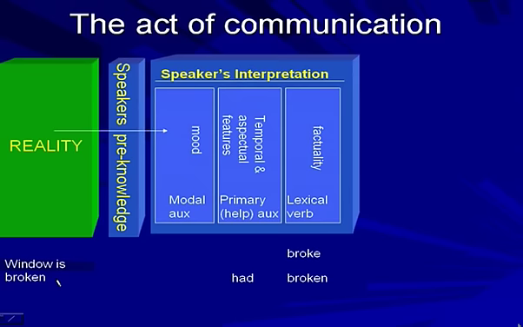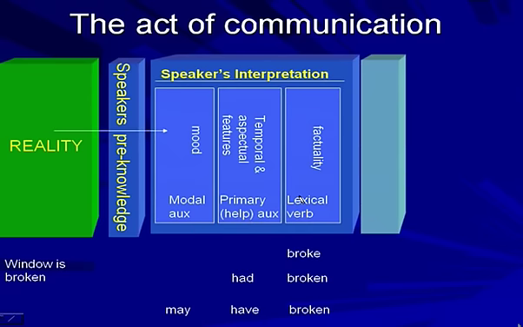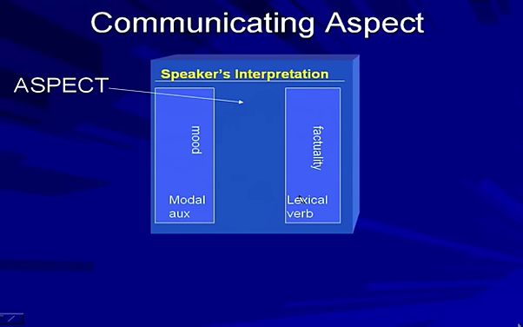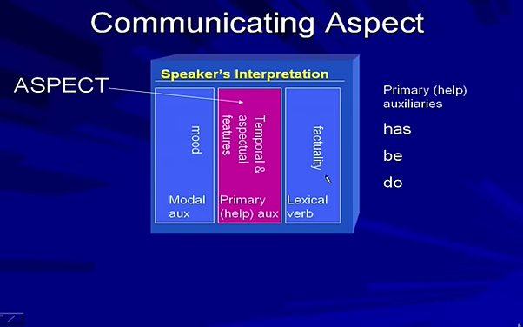And then you have the modal auxiliary, and the modal auxiliary verb indicates how sure are you of this event. So this is the modal auxiliary verb, and these are the primary or the helping auxiliary verbs, and these here are the lexical verbs. And then the listener's pre-knowledge will help the listener to understand how you as a speaker interpret this reality. So in the act of communication, you have factuality here, and mood, and in the middle you have the temporal aspects.